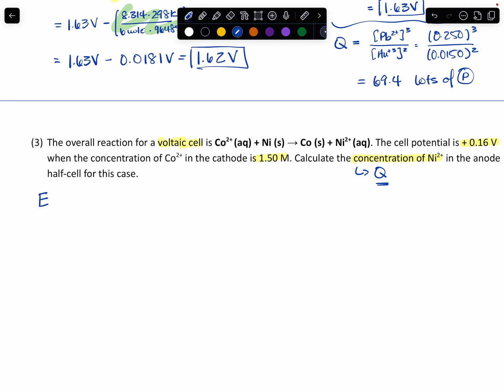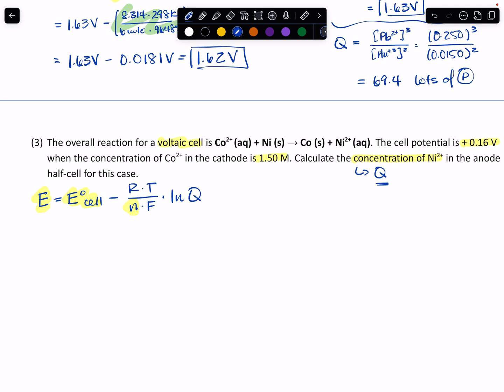So I know that the cell potential under non-standard conditions is equal to the cell potential under standard conditions minus R times T divided by n times F times the natural log of Q. Again, I'm going to need the standard cell potential, and I'm going to need n, and I'm going to need the non-standard cell potential. Well, the non-standard cell potential was given at 0.16. So let's start with our cell potential.